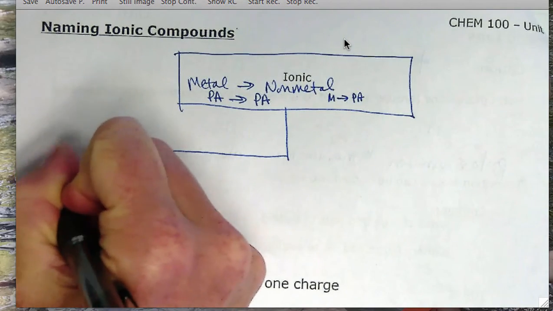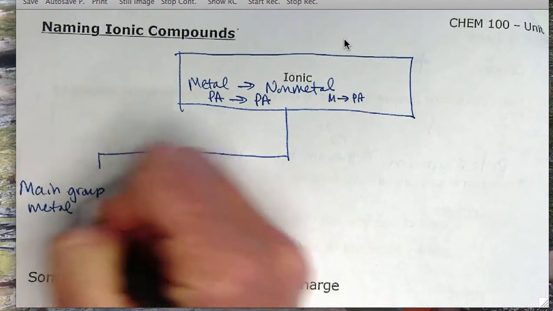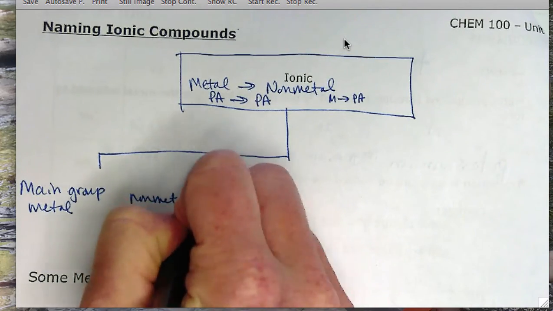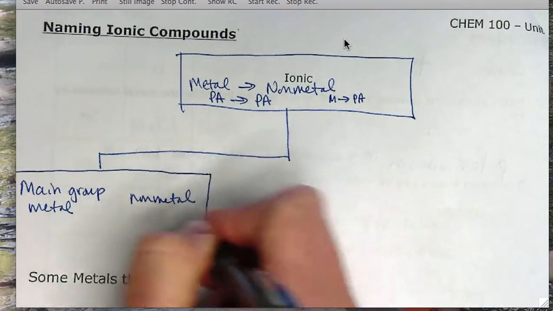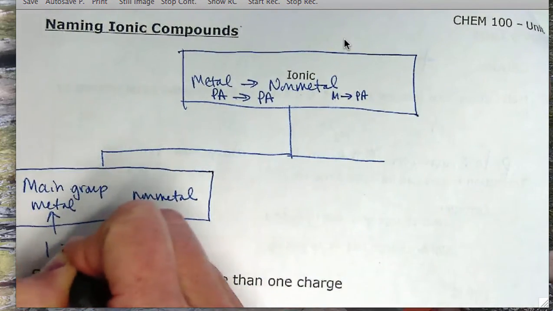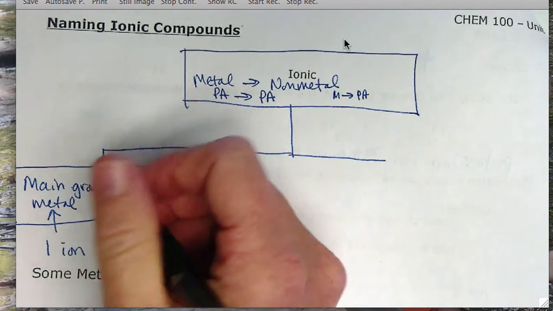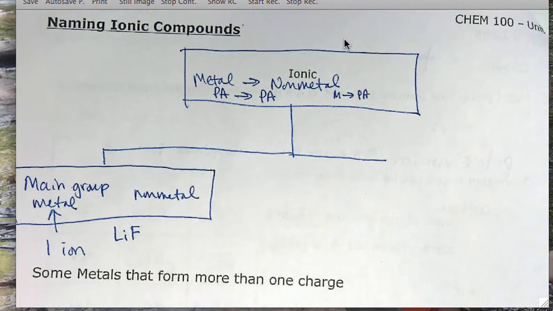You can have a main group metal to a nonmetal. So this is just one ion, right? Group 1, 2, or 3. So an example would be lithium fluoride. There's just one ion for lithium. It's not one of those transition metals that doesn't know what it's going to be. I'm lithium, I have +1 charge. Same with fluoride. Fluoride's -1.